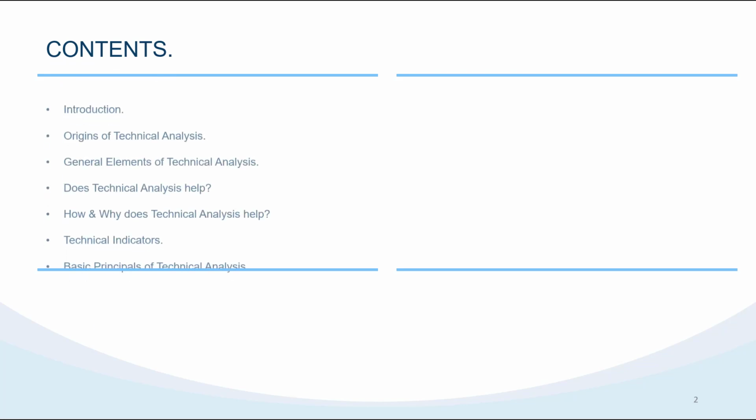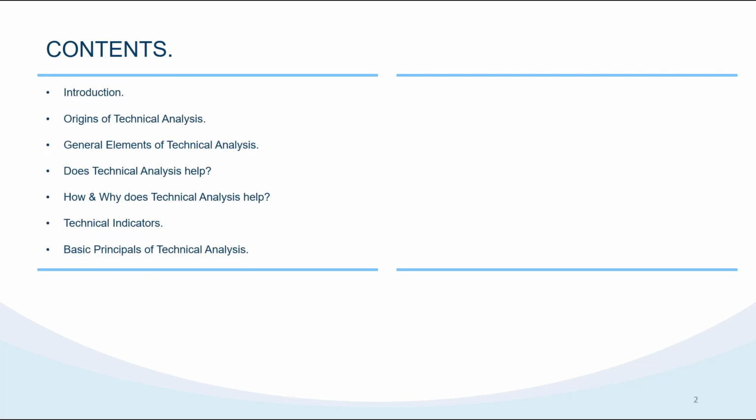So what are we going to be looking at in this section? We're going to be looking at the origins of technical analysis. How did it come to be? Then we're going to look at the general elements of technical analysis. And then we're also going to look at how does it help? Does technical analysis really help you as a trader? Does it help you in making a decision to go long or to short? And then we're going to look at some technical indicators. And then we'll talk about basic principles of technical analysis.